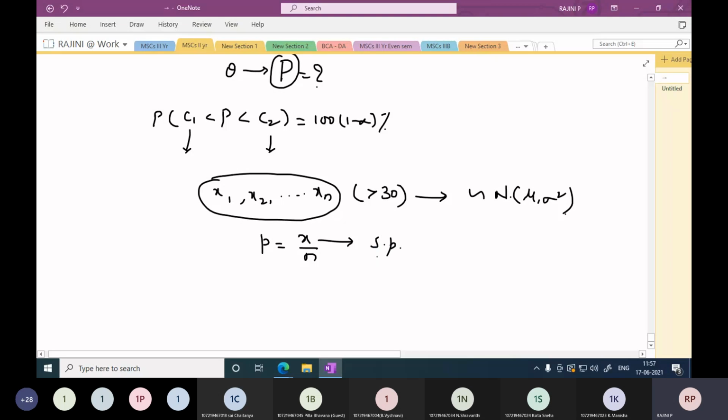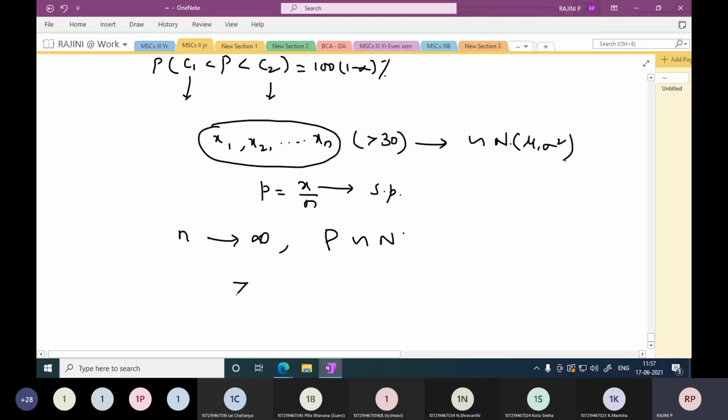We know that. And just now I told that if n is tending to infinity, that means if the sample size is very large, then the observations follow a normal distribution, which means the population proportion also follows a normal distribution. Right, everybody? So if p follows the normal distribution, then what is the standard normal variate? Z is equal to p minus expectation of small p by standard error of small p, which follows standard normal distribution.